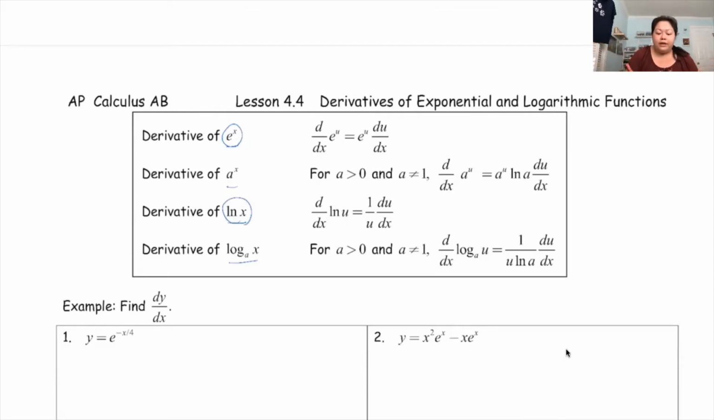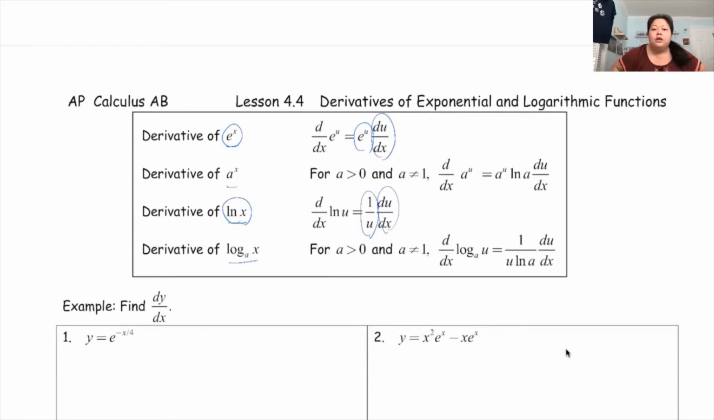But as you can see in the formula, it's e to the u, so e to the x, times du dx, so that's the derivative of the exponent. Natural log of x is just 1 over x, so 1 over whatever the argument is of your natural log. And then again, chain rule, whatever the expression inside the natural log, it has a derivative, then you got to take that outside and multiply it.